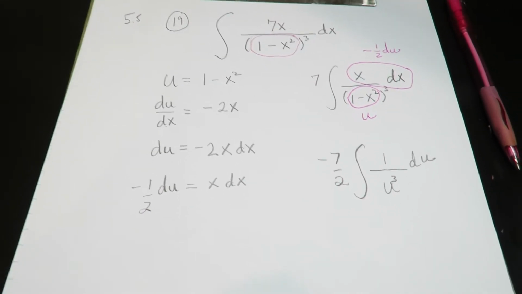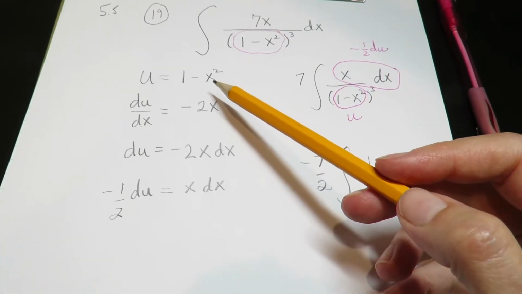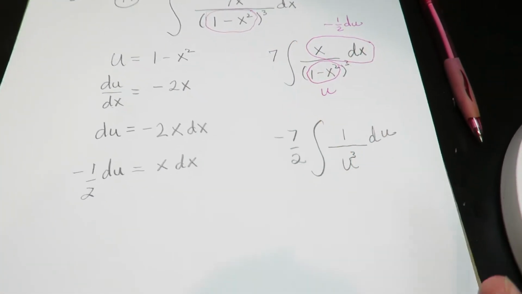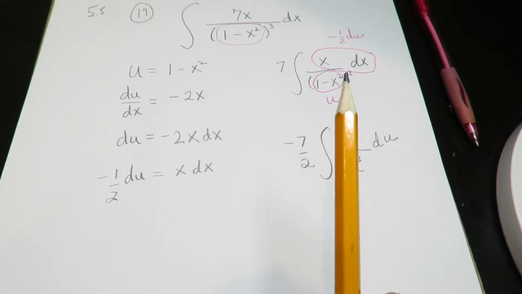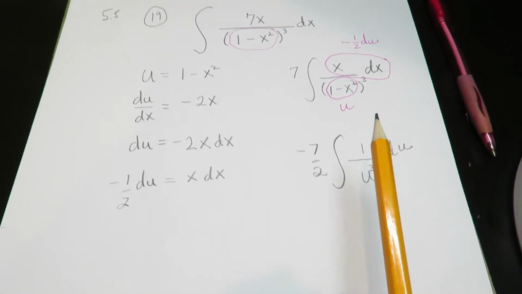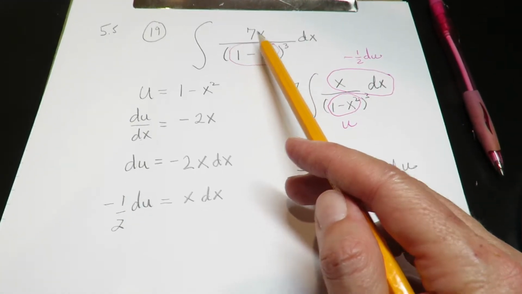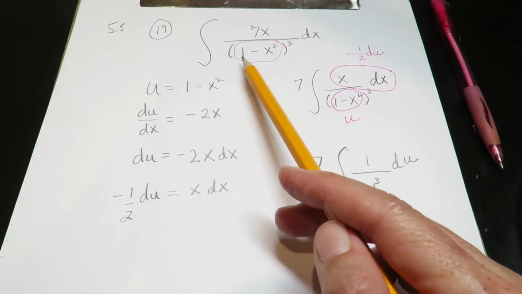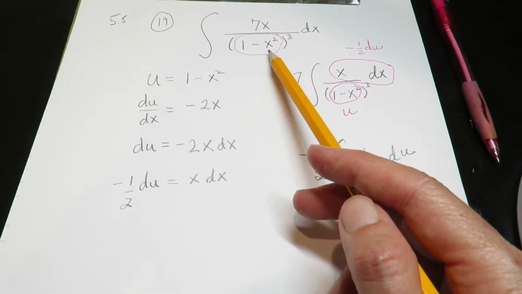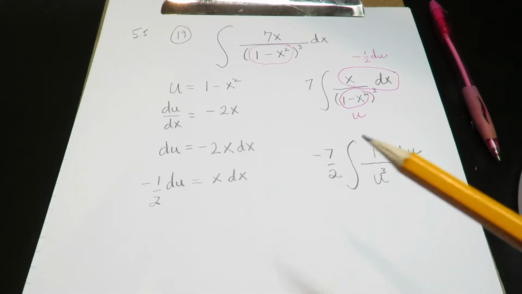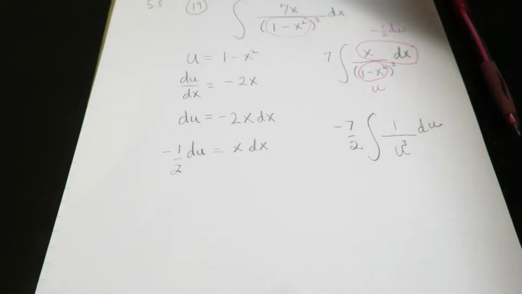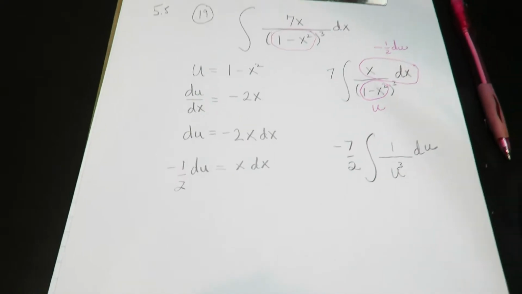You'll know when you're picking the wrong value for u, because you won't be able to convert all the x values into u's. For instance, if I let u be 7x, that would not get rid of the 1 minus x squared. Whatever you define for u has to get rid of the other x variable.